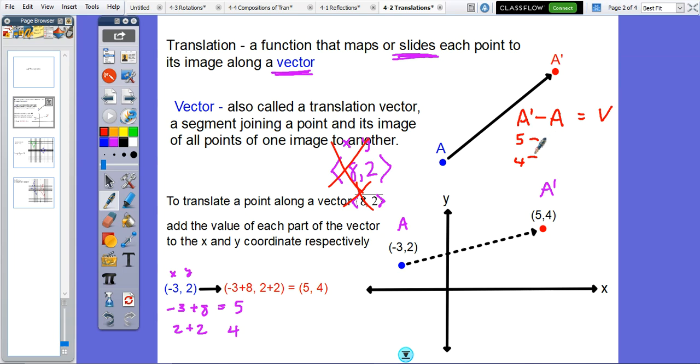So minus the value of our A, which in our case for X would be -3, and for Y, it'll be 2. Okay, so we got 5 minus -3. That gives us an 8. And then we got 4 minus 2. That gives us a 2. There's our vector, 8, 2. As we said earlier, that's our vector right there. So this right here is everything you know about translations and how they move. And we will be applying these much later as well.